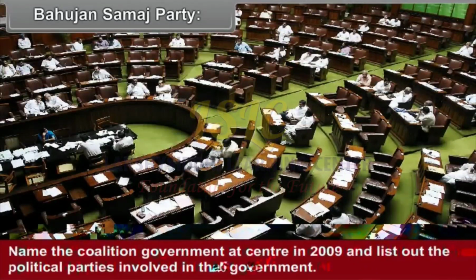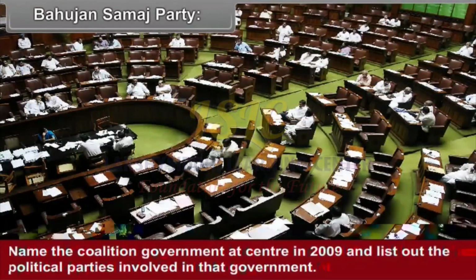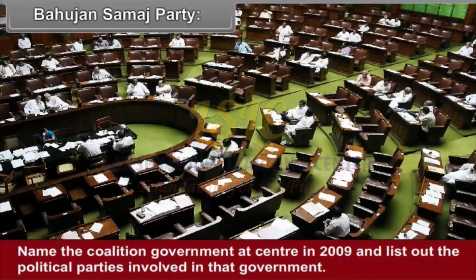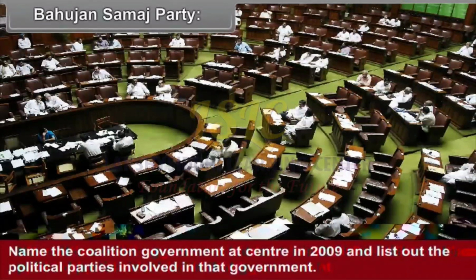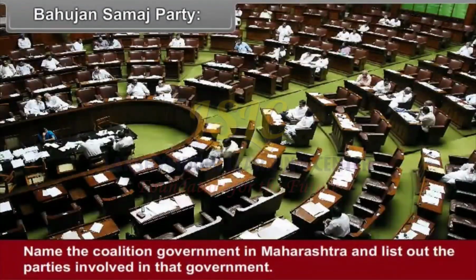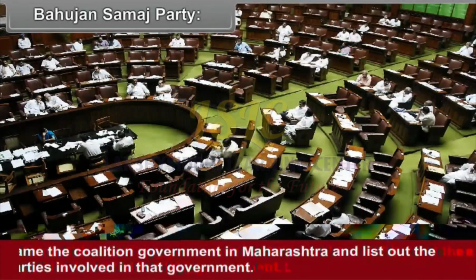Activity. Name the coalition government at centre in 2009 and list out the political parties involved in that government. Name the coalition government in Maharashtra and list out the parties involved in that government.